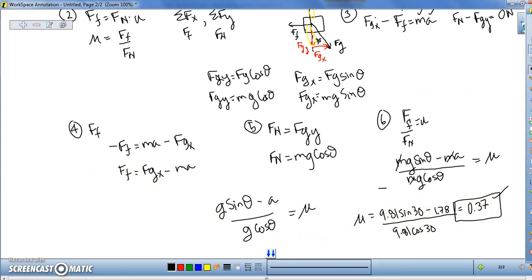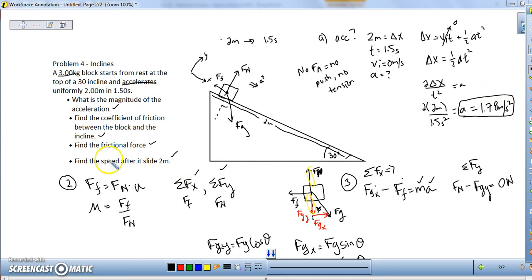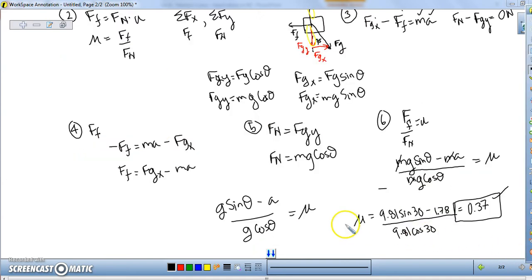So I'm going to stop the video here because I'm going to need some more time to do, well, actually we found the coefficient of friction. Let me just find the frictional force really quick. Technically we found friction already, which is this part right here. So why don't we do that? This is part B.